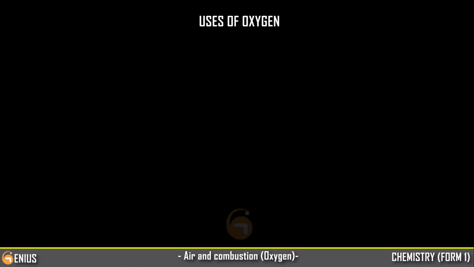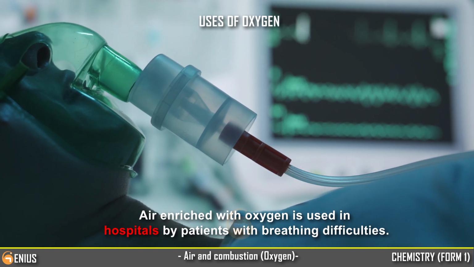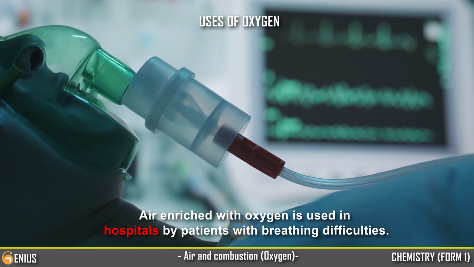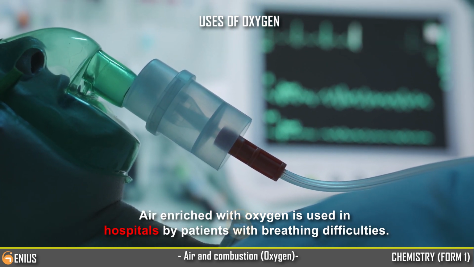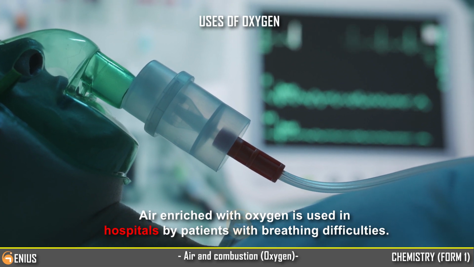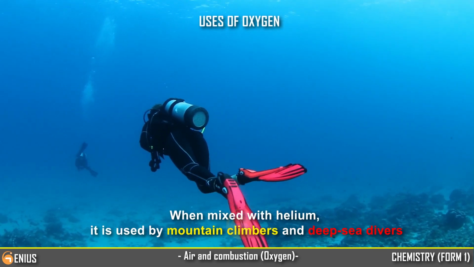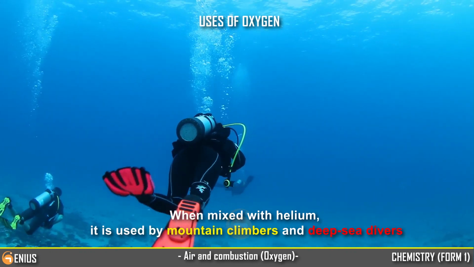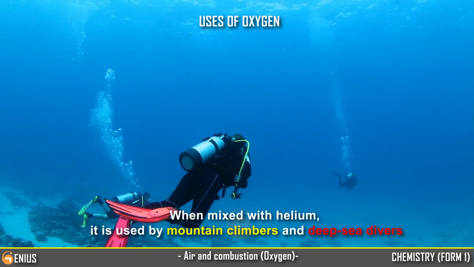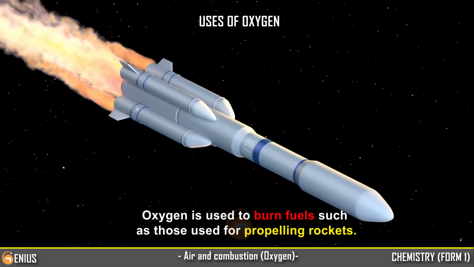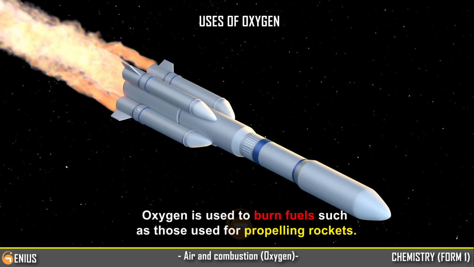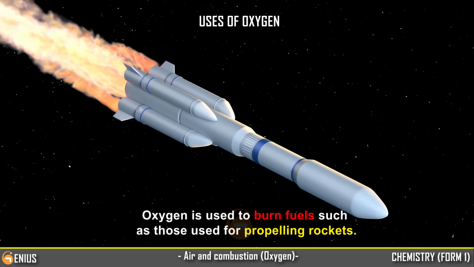Uses of oxygen. Air enriched with oxygen is used in hospitals by patients with breathing difficulties. When mixed with helium, it is used by mountain climbers and deep-sea divers. Oxygen is used to burn fuels such as those used for propelling rockets.